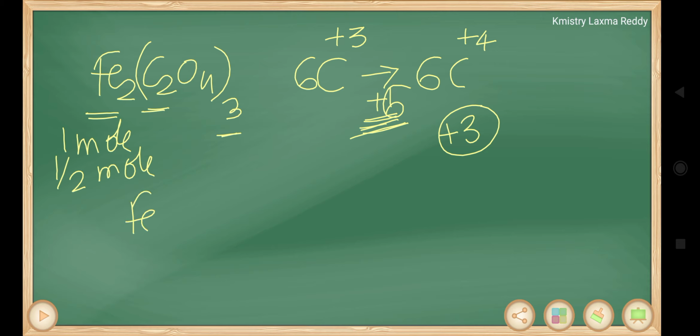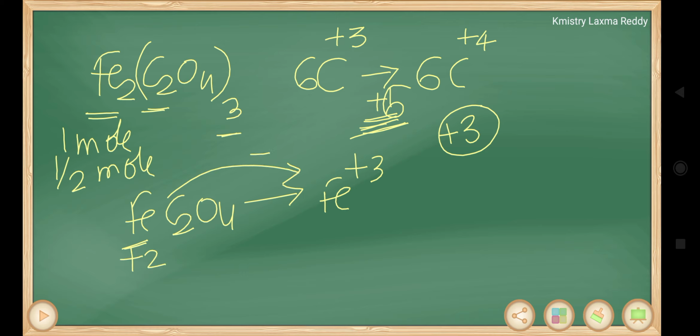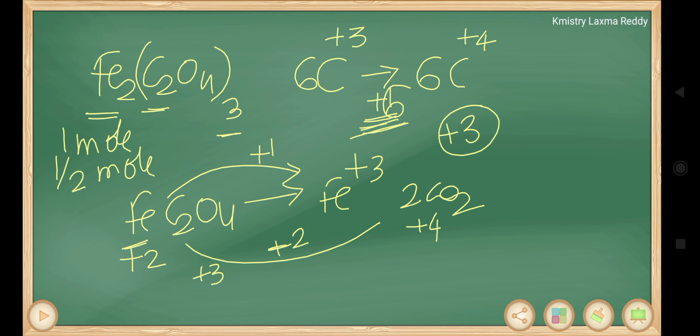Next, if you see FeC2O4, ferrous oxalate, iron is oxidized to Fe plus 3. Change in oxidation state is from plus 2 to plus 3. So for iron, it is plus 1. C2O4 will be converted to 2CO2, where the oxidation state is changing from plus 3 to plus 4. So for 2 carbons, the change will be plus 2. Iron change is plus 1, carbon change is plus 2. So total change will be plus 3 if we are taking 1 mole.